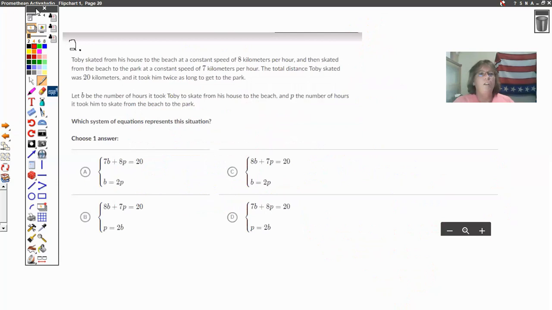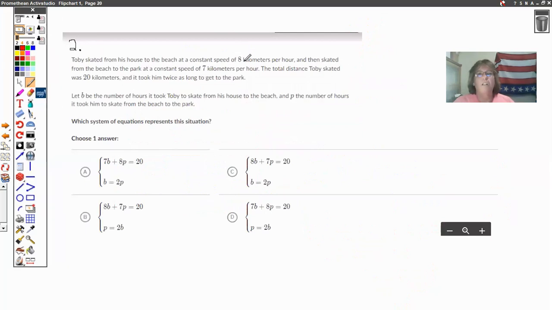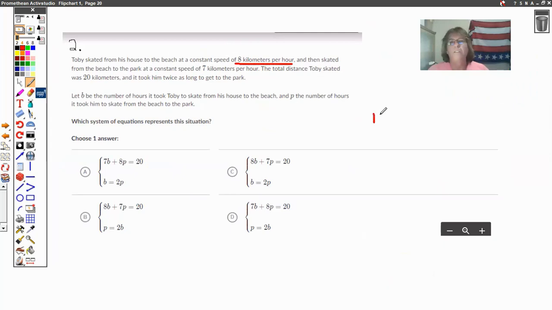The next one says, hey, Toby skated from his house to the beach at a constant speed of 8 kilometers per hour, and then he skated from the beach to the park. So what I do is I want to draw a picture, okay? So here's his house, right? So here's Toby's house, and it says he skated from his house to the beach. And let's just say, here's the beach with the rolling waves, right? So here's the beach. And we know that he did that at a constant speed of 8 kilometers per hour.